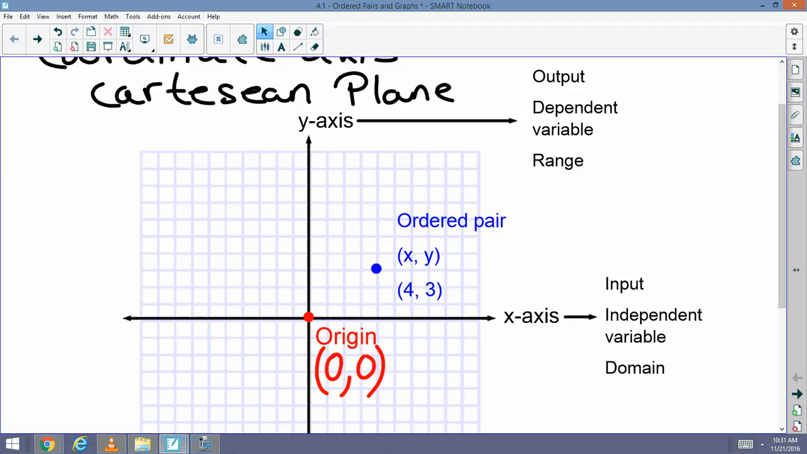And in a nutshell, that's the Cartesian or coordinate axis plane. It's the x and y axis. Make sense so far? Pretty simple, right?